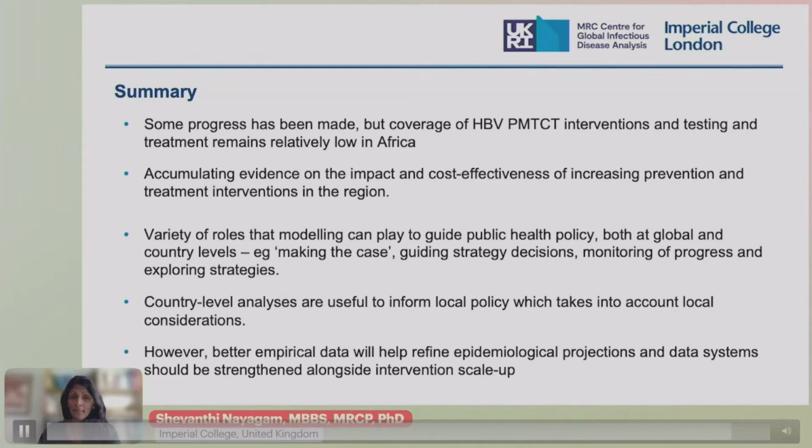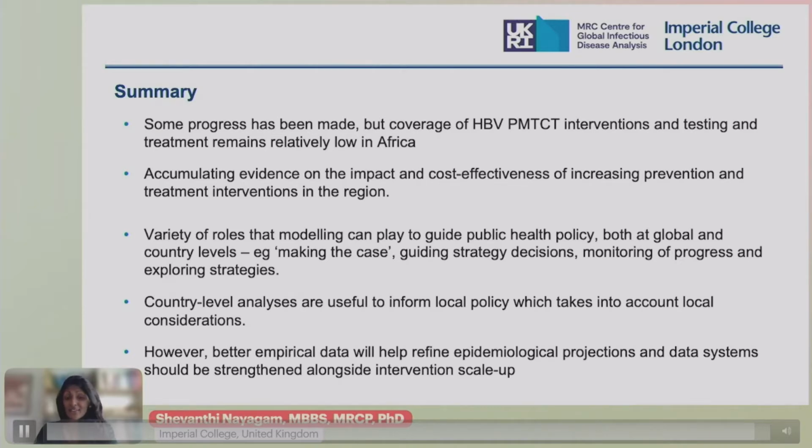So in summary, some progress has been made, but coverage of hepatitis B PMTCT interventions and testing and treatment remains relatively low in the region. There's accumulating evidence on the impact and cost effectiveness of increasing prevention and treatment interventions. And there's a variety of roles that modelling can play to guide public health policy, both at global and country levels. For example, it can make the case, it can guide strategy decisions, it can monitor progress, and also it can be used as a tool to explore new, novel or theoretical strategies.